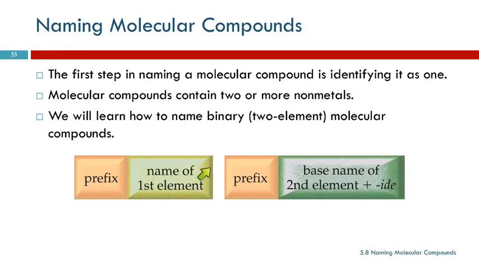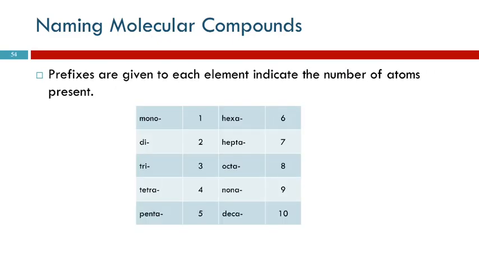The first element, we just write its name, and here's the prefix, which is going to tell us how many. The second element changes its name as if it were getting married, changes the ending of its name like it would be if it was an ion, and then it also has a prefix that tells us how many. These are the prefixes. Most of them should be familiar to you.